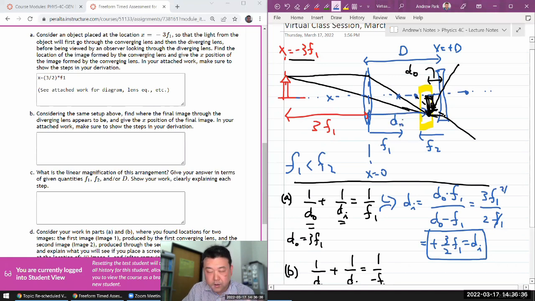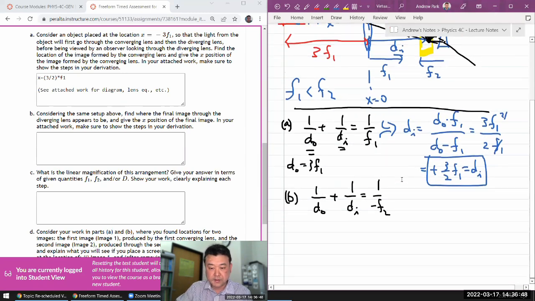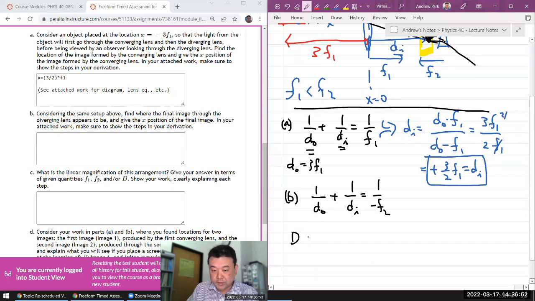This image distance from above is telling me this distance here. So this is one of the purposes for the diagram. I can see from the diagram that this DI plus this DO should be equal to this total distance between the lenses. So I'm gonna write that down. So the total distance between the lenses is the DI that I worked out, 3/2 F1, plus the DO2, so that I don't confuse my stuff.